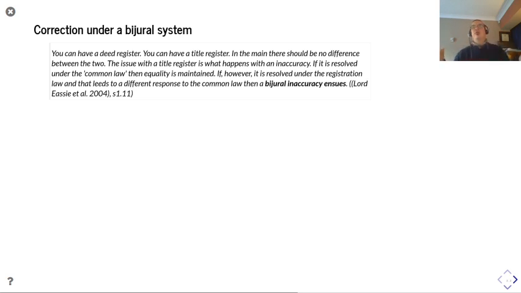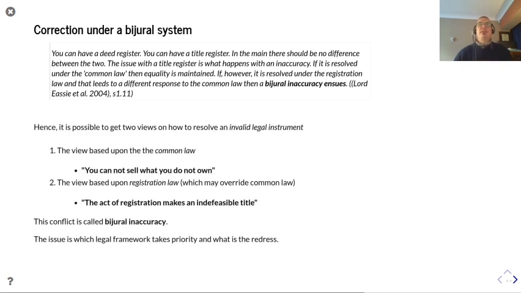you have two different pieces of legislation, but look at your registered elements and they would come to two different interpretations when faced with an error. That is a bijural inaccuracy. So it's possible to get two views on how to resolve that invalid legal instrument. The view based upon the common law, you cannot sell what you do not own, or the view based upon registration law, which may override the common law, where the act of registration makes an indefeasible title. And this is a conflict called bijural inaccuracy. So the issue here is which legal framework takes priority and what is the redress.